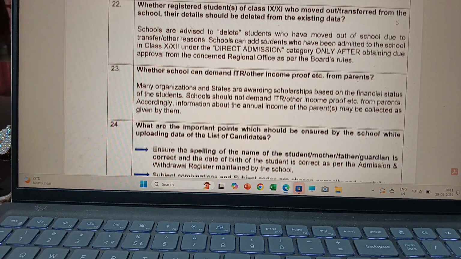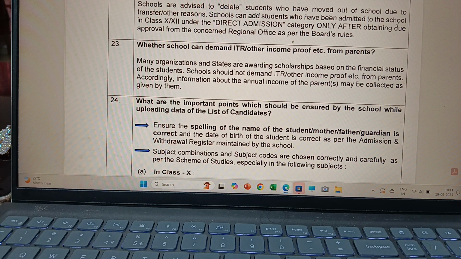23rd question. Whether school can demand ITR or other income proof etc. from parents. Many organizations and states are awarding scholarships based on the financial status of the students. Schools should not demand ITR, income tax return file, or other income proof etc. from parents. Accordingly, information about the annual income of the parents may be collected as given by them.